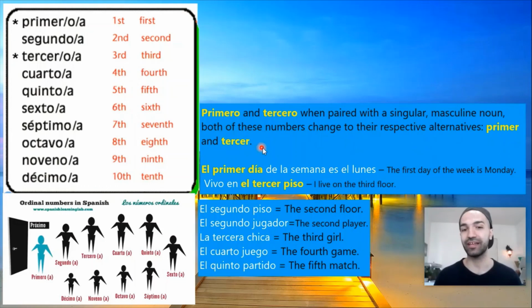So remember, when primero and tercero come before a singular masculine noun, we will change them to primer and tercer. For example, el primer día de la semana es el lunes. Primer día, because día is a singular masculine noun. Vivo en el tercer piso. Tercer piso, because piso is a singular masculine noun. And now it's time to practice.